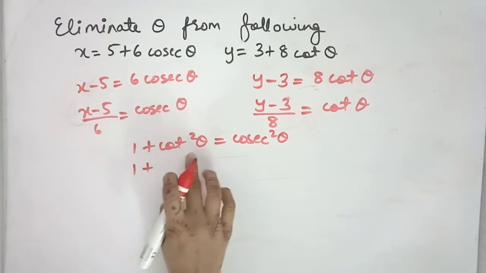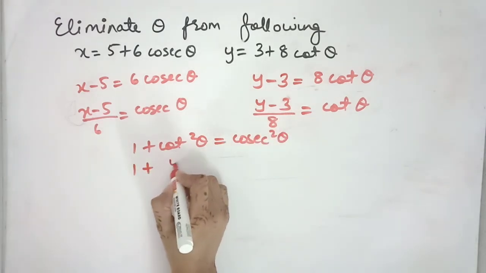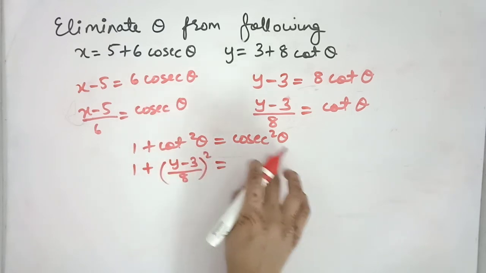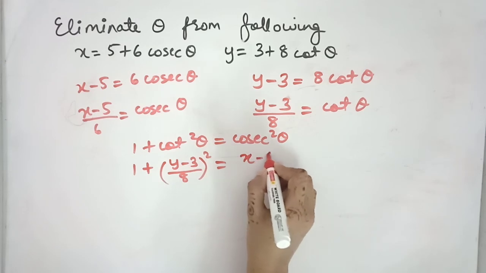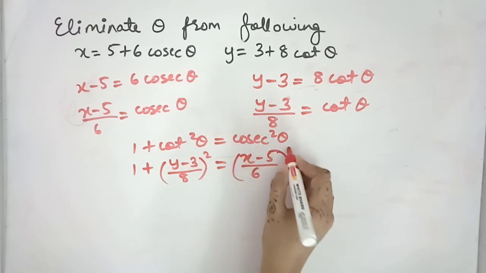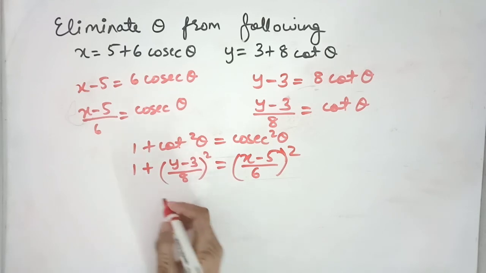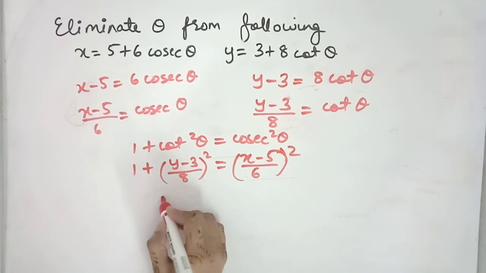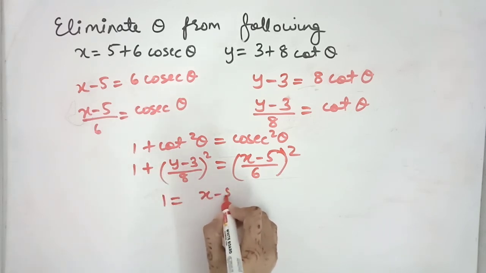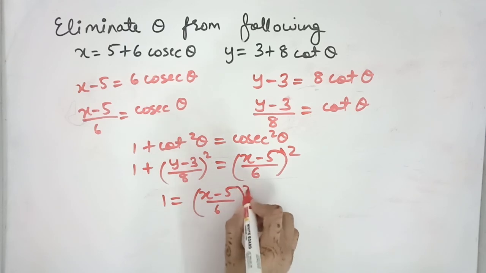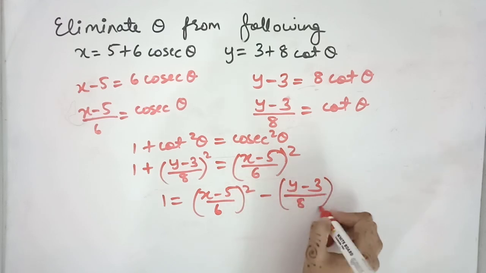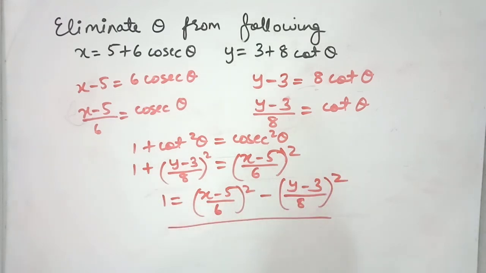1 plus cot square theta's value is (y minus 3 upon 8) whole square, which is equal to the cosec theta value, (x minus 5 upon 6) whole square. Now we will shift this to the RHS. So this will be 1 equals (x minus 5 upon 6) whole square minus (y minus 3 upon 8) whole square. So this is the equation where theta is eliminated.